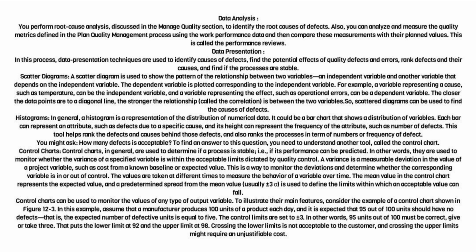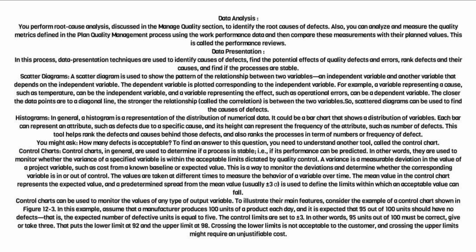defects. Also, you can analyze and measure the quality metrics defined in the Plan Quality Management process using the work performance data and then compare these measurements with their planned values. This is called the performance reviews. Data presentation. In this process, data presentation techniques are used to identify causes of defects, find the potential effects of quality defects and errors, rank defects and their causes, and find if the processes are stable.